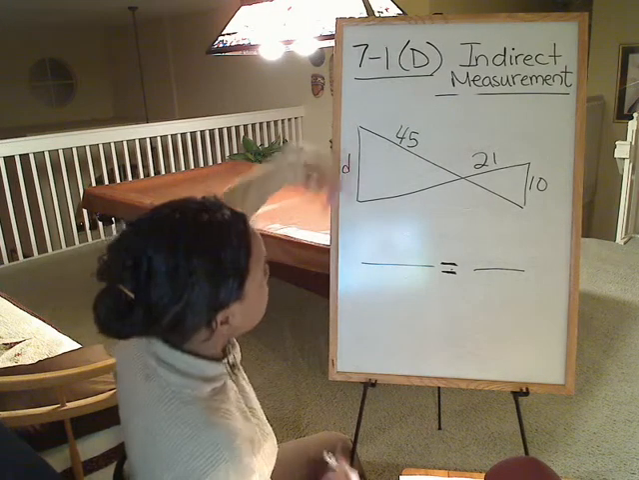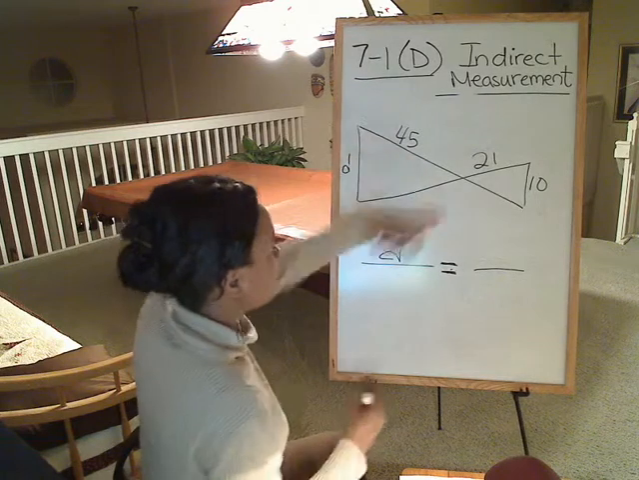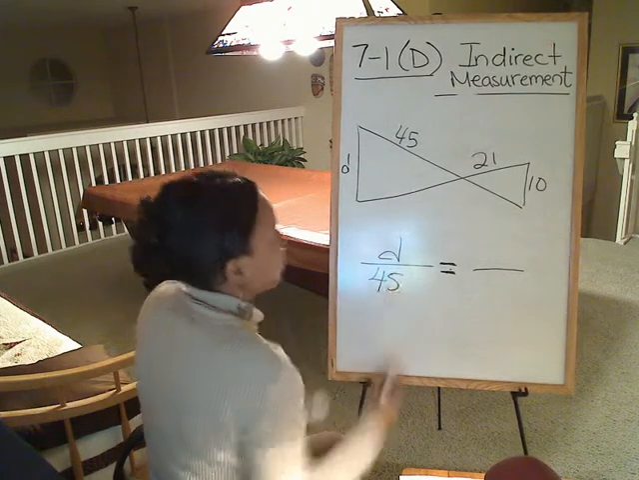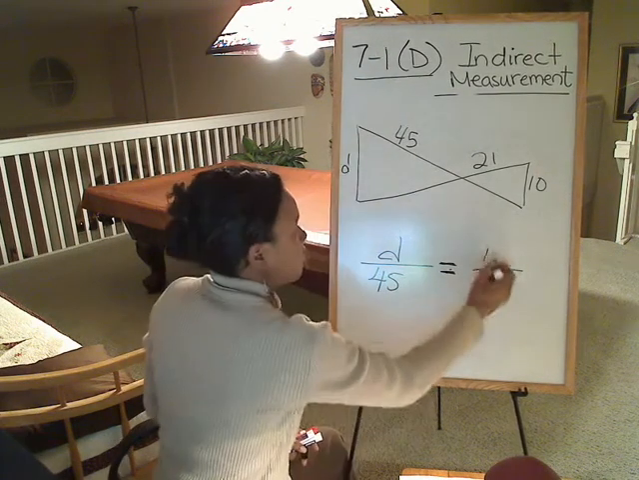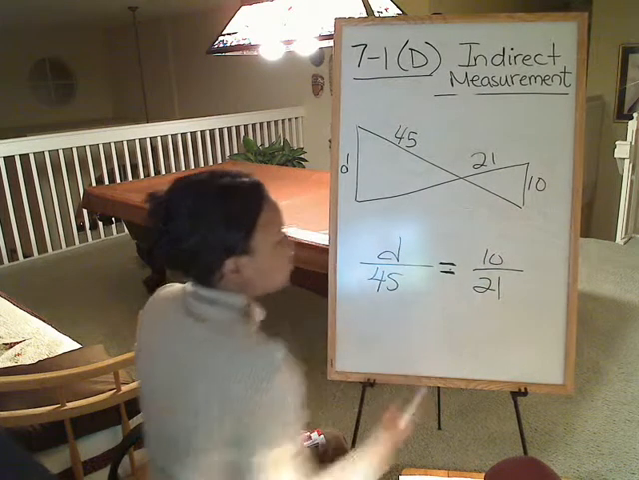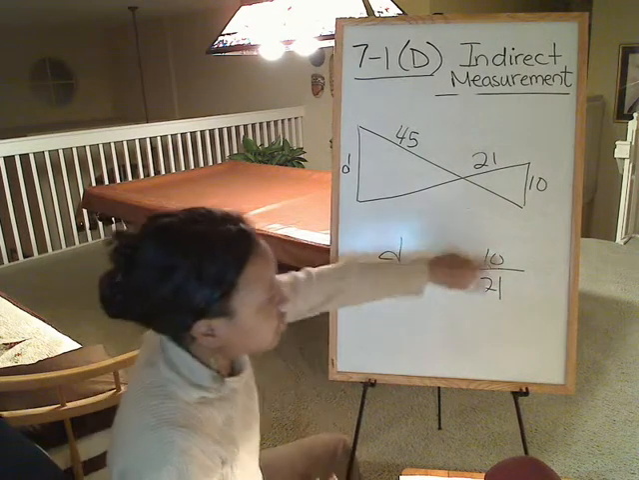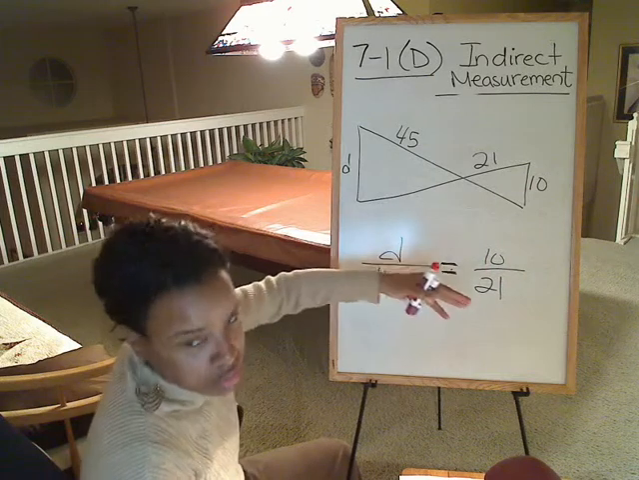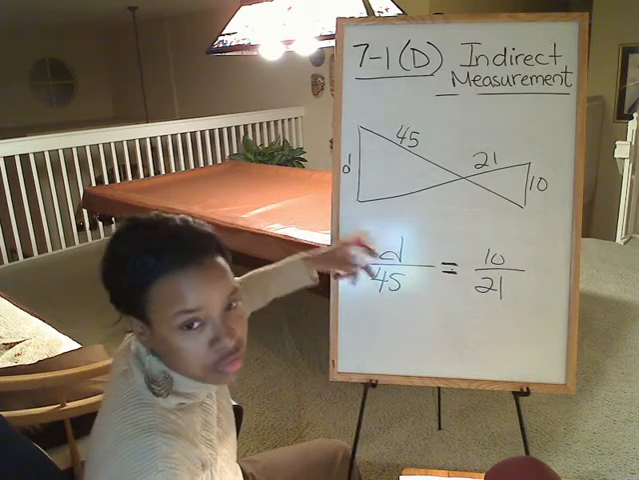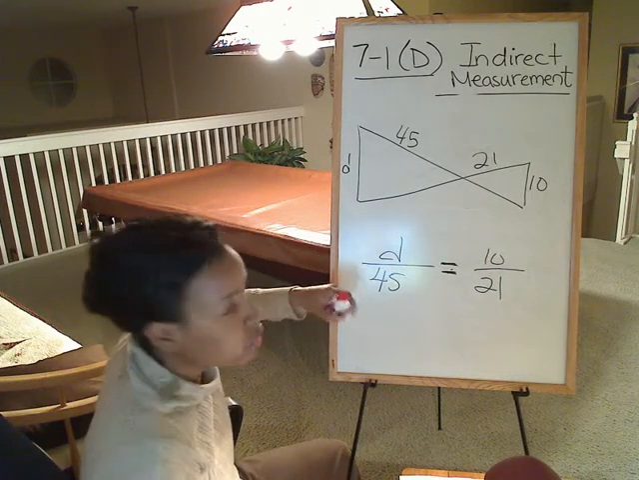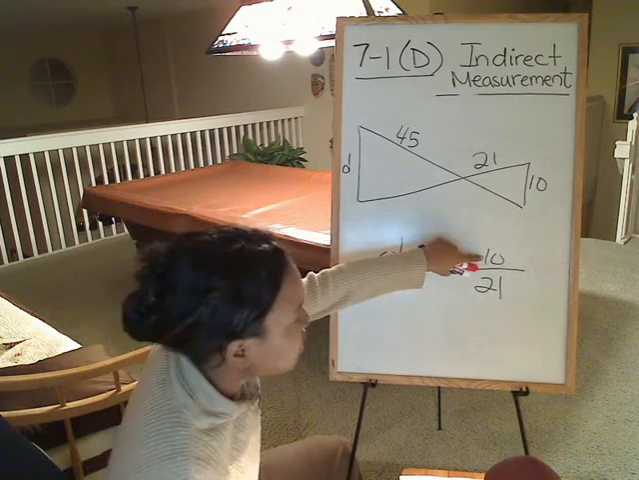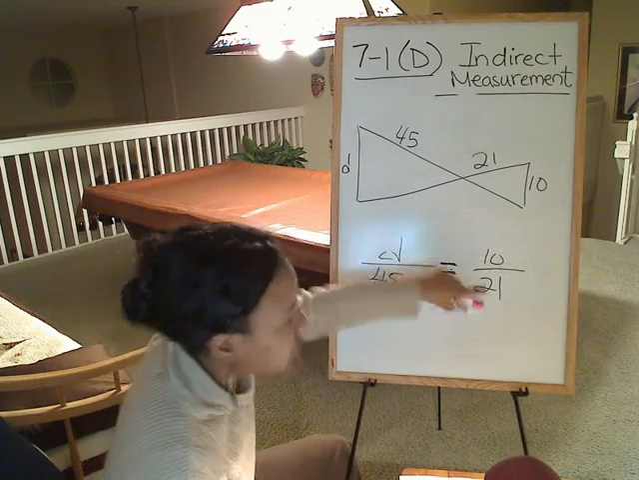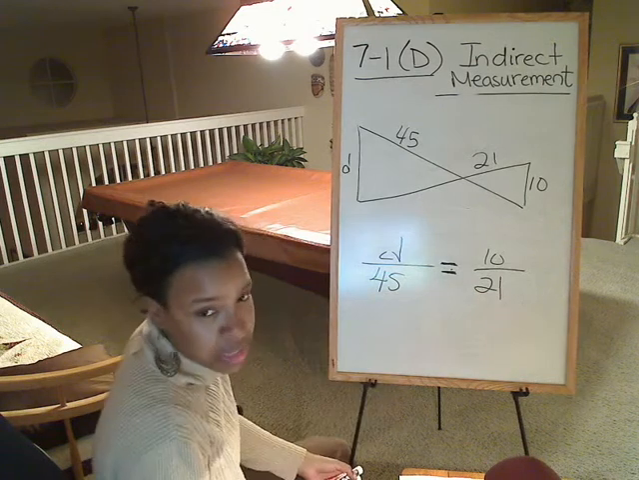Okay? So the base is D over here and the side length is 45. The base over here is 10 and the side length is 21. Okay? If you switch the 21 and the 10, it's wrong. If you switch the D and the 45, it's wrong. Okay? The sides have to correspond. This is a base and this is a base. This is a side length and this is a side length. See how they match up?